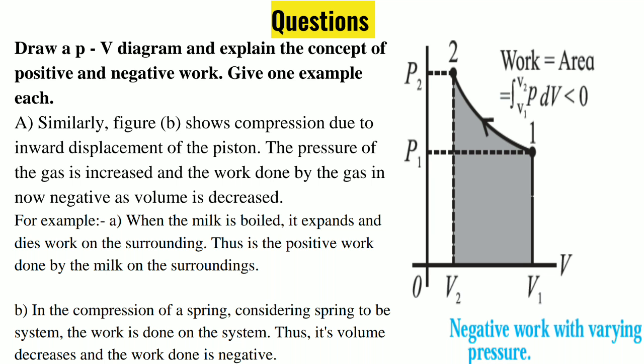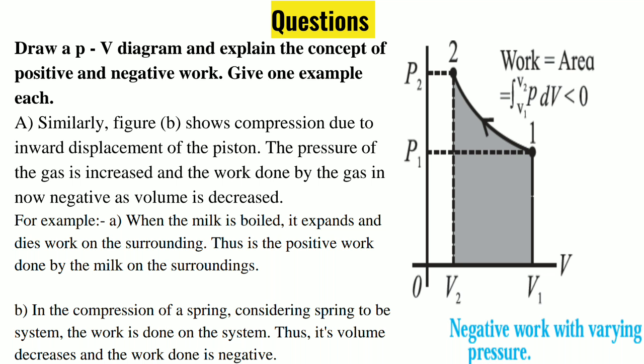For example, when milk is boiling, it expands and work is done on the surroundings. Thus there is positive work done by the milk on the surroundings. Whenever milk is boiling, you can see that milk is expanding. Milk expanding means there is positive work done. Why is it positive work done? Because volume is increasing.